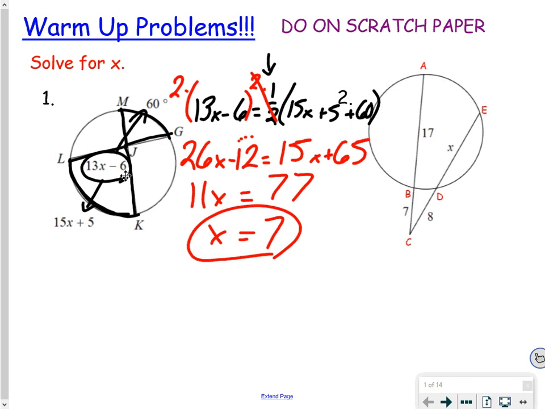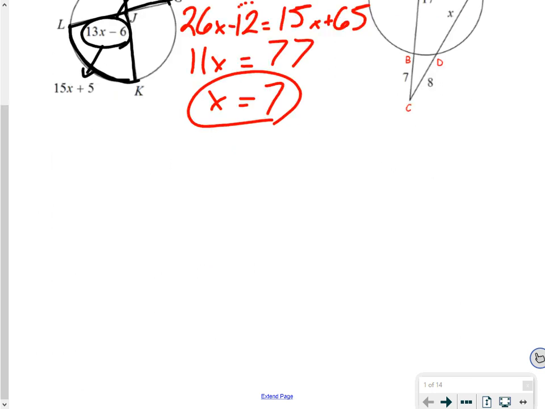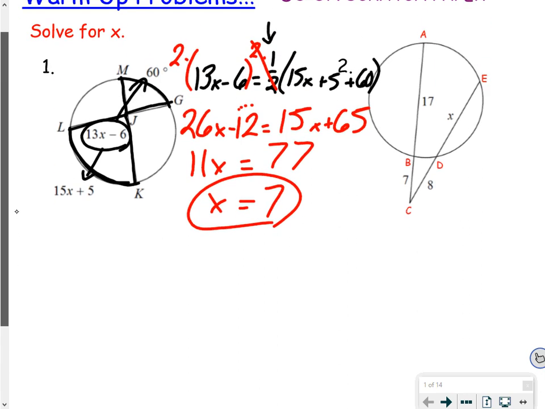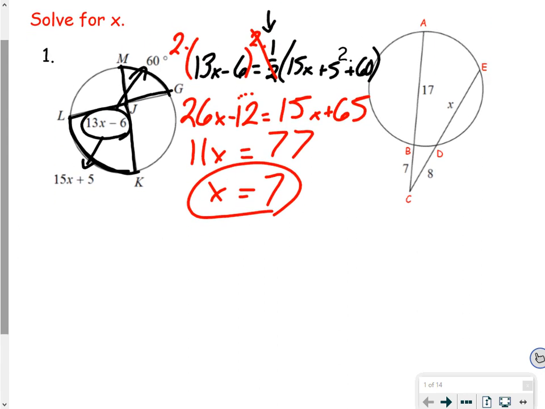Now I limited my space here, but we can do it. On number 2, we've got a secant relationship here. So these are segments formed outside of the circle here. And the first thing that we can do, remember for a secant relationship, exterior times whole equals exterior times whole.